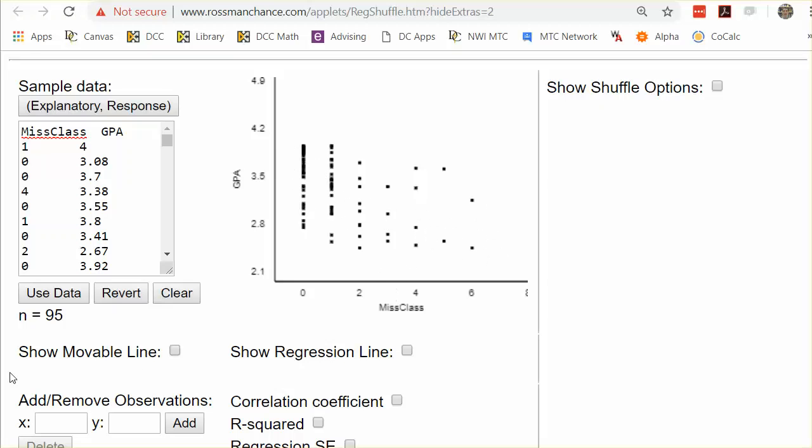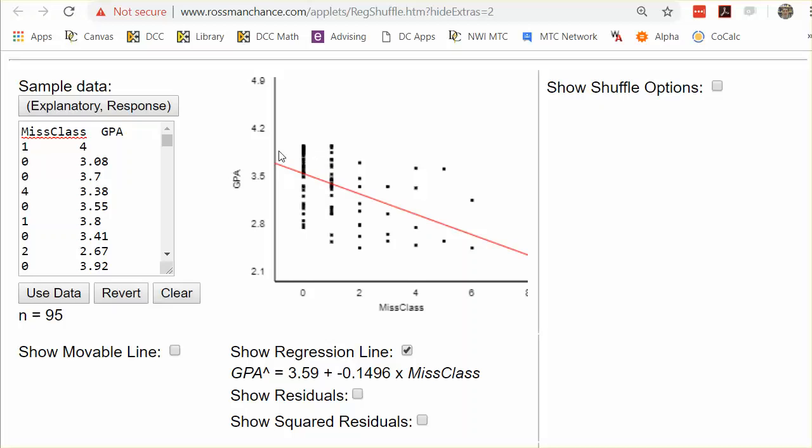We'll find out if we show the regression line. Oh, okay, yep, there it is. So it's a little bit stronger than I thought. There must be a lot of dots here and then kind of following down here. And the equation is the predicted GPA is 3.59 plus a negative 0.1496 times the number of classes missed. So that's the regression line based on our sample data. Now the question actually asked us to do a simulation and determine whether this slope here is significant or not.